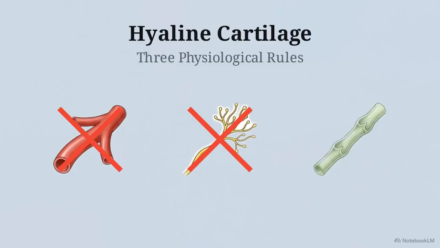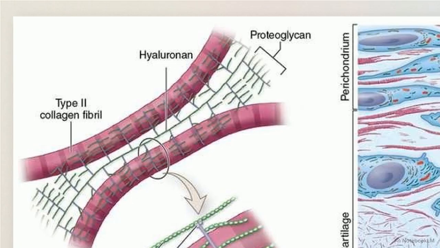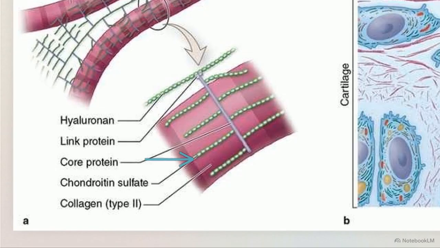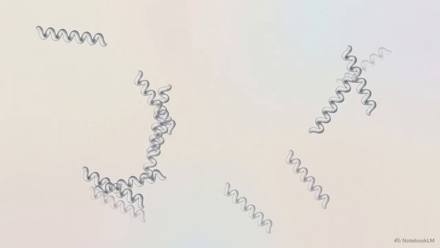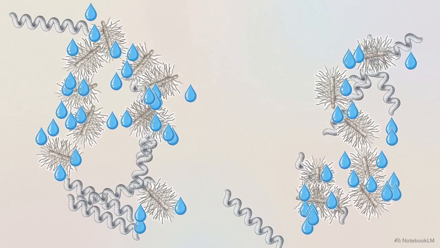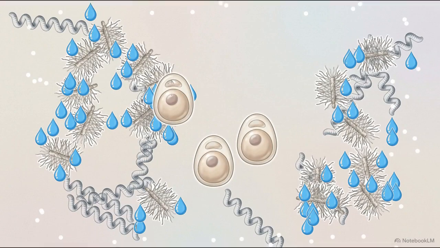It is avascular, aneural, and alymphatic. There are no blood vessels, no nerves, and no lymphatics. These pieces fit together in a specific sequence. Aggrecan complexes bind directly to a long hyaluronan backbone, and their negatively charged sulfate chains electrostatically lock on to the type 2 collagen. This creates a matrix that pulls in huge amounts of water, representing up to 80% of the tissue's wet weight. The hydration of this matrix facilitates the transport of gases and nutrients.